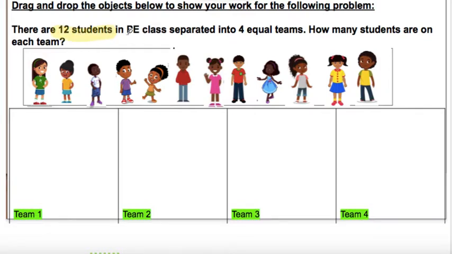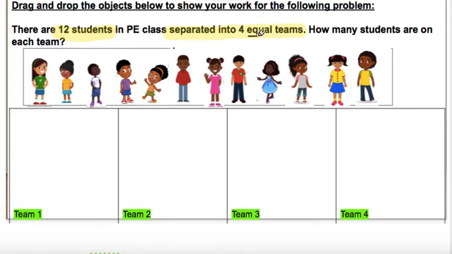It doesn't matter that it's PE class. It could be PE class, H&G class, math class. It just matters that there's 12 students. What else is important to know from this problem? What are we doing with those 12 students? Yeah, they're being separated into 4 equal teams.